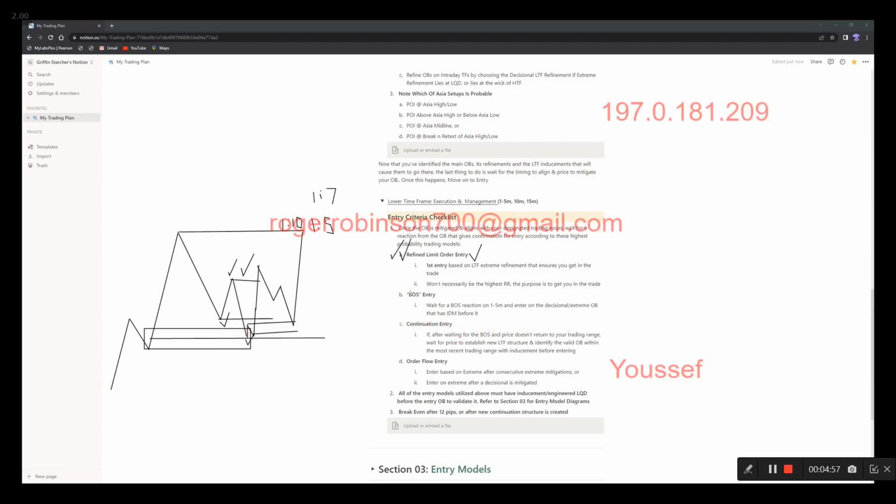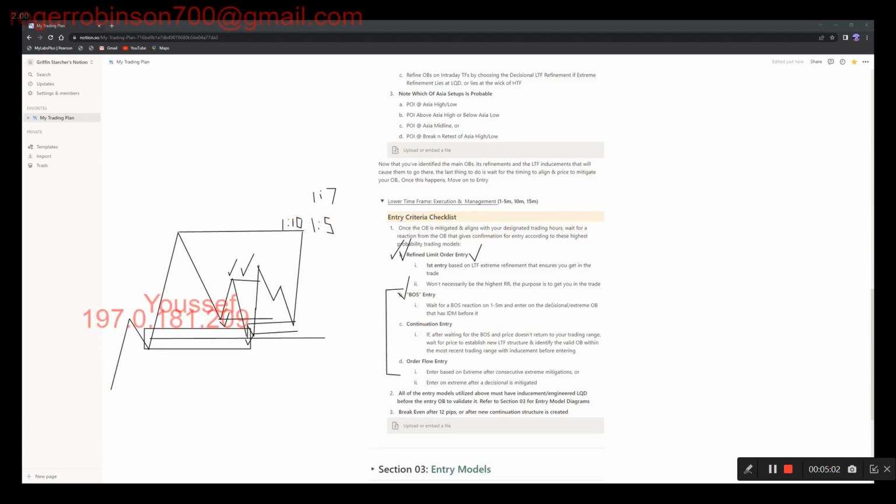Second position, this is not second, third, fourth. These are all equal. So your second position, third position, they'll always be one of these. So this is how you're going to handle your second: your BOS. And this is going to be either based off of a decisional or an extreme.